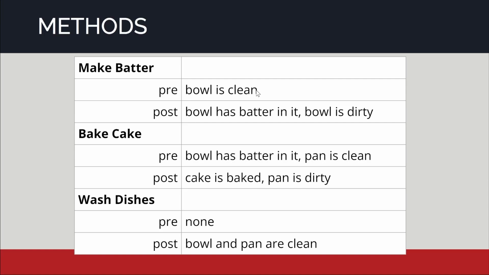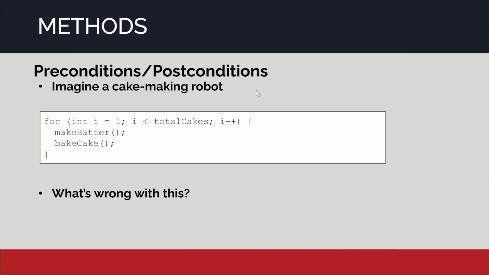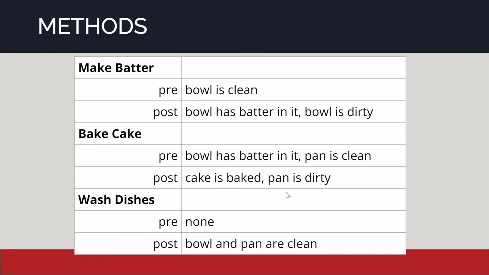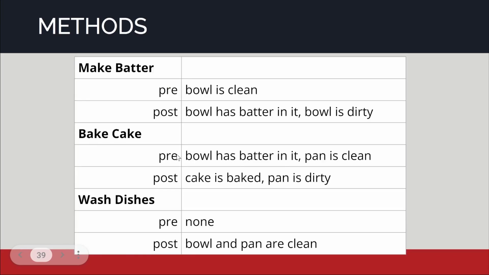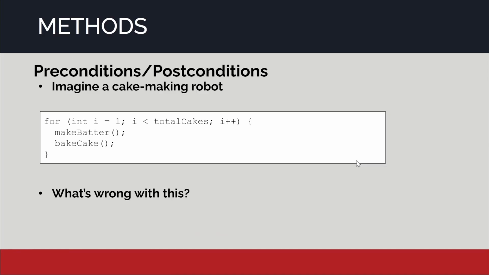The other issue is that after baking the cake, it's a very similar issue. After baking a cake, the pan is now dirty, and when we go back to the start of the loop and get to bake cake again, we can't, because the precondition for baking a cake is that the pan needs to be clean. So the simple solution is, after you've made the batter and the cake, you can wash the dishes.